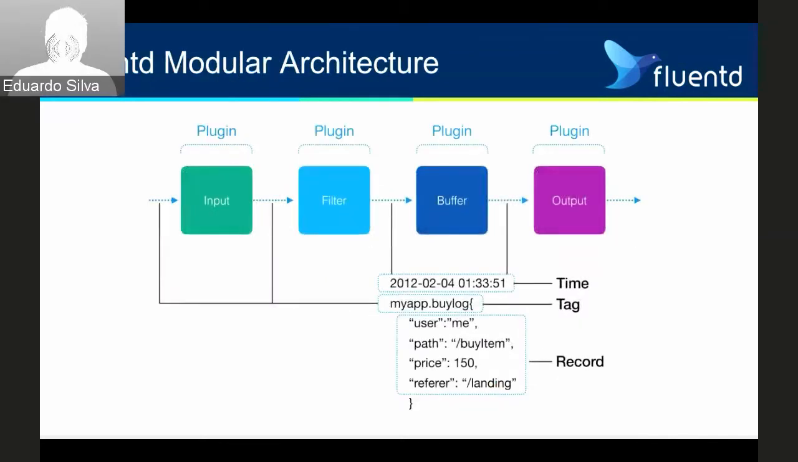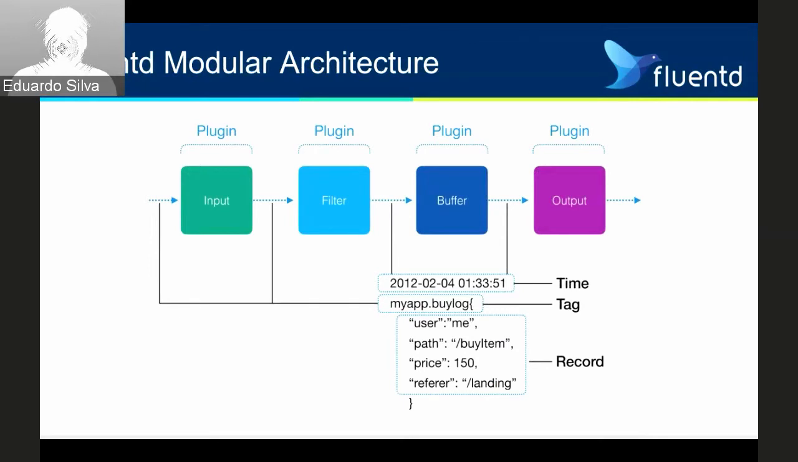And Fluentd has a modular architecture. When I was talking about the logging pipeline at the beginning, the architecture is pretty much aligned with that in order to solve the problem. As you can see on the left, we have the input plugins. The input takes care of collecting the data. Then we have the filter plugins.